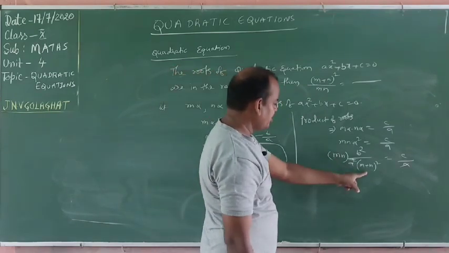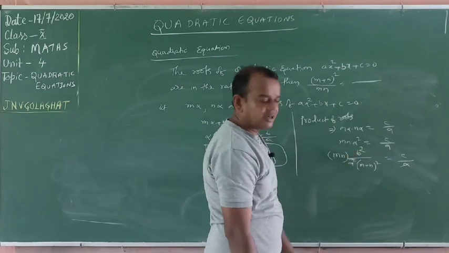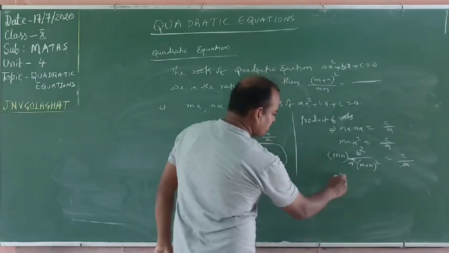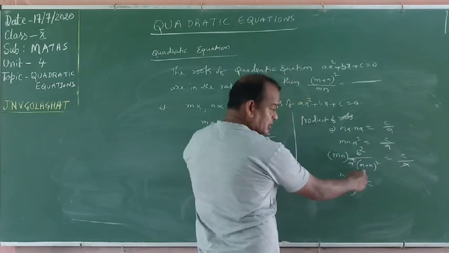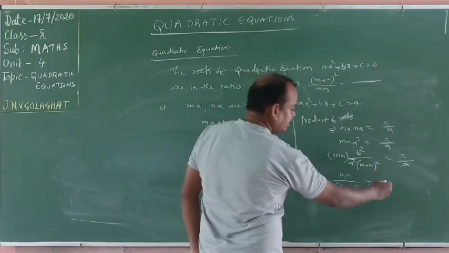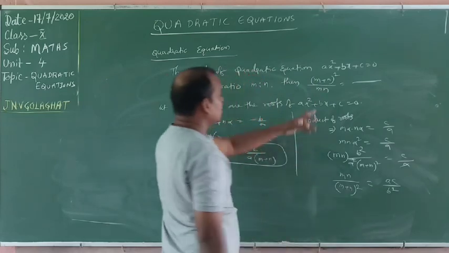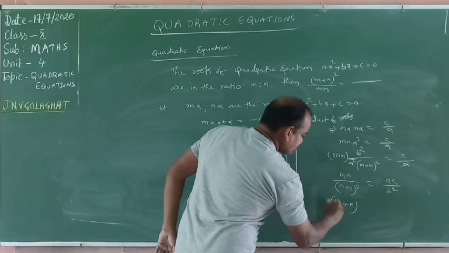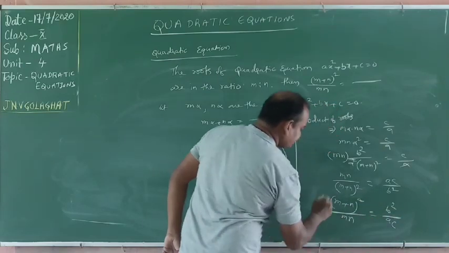Now mn by m plus n whole square is equal to, in this one, b square by a is there, that side, a by b square, means a into c, ac by b square. Now asking m plus n whole square by mn, the reciprocal. So m plus n whole square by mn is equal to, what is the answer? B square by ac.